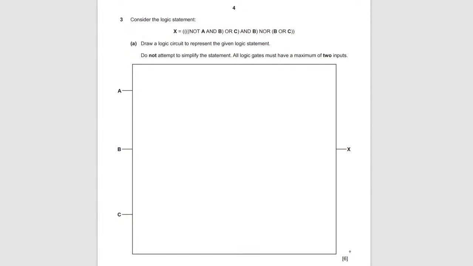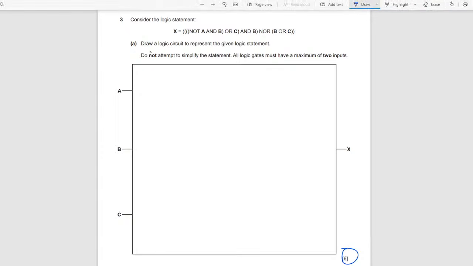A quick tip, look at how many marks it is. 6 marks, meaning 6 logic gates. That is how you understand. Okay, let's see. Do not attempt to simplify the statement. Okay, let's start off. We start off with not A, B.